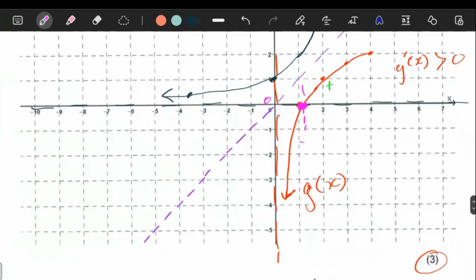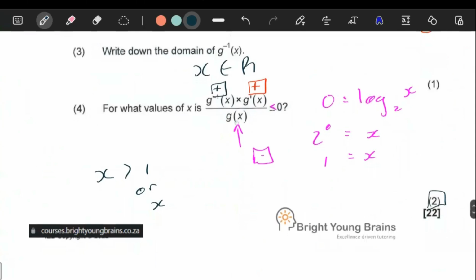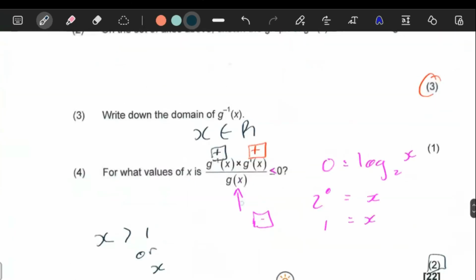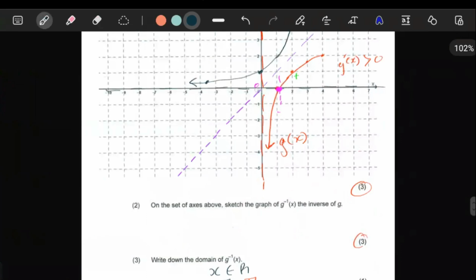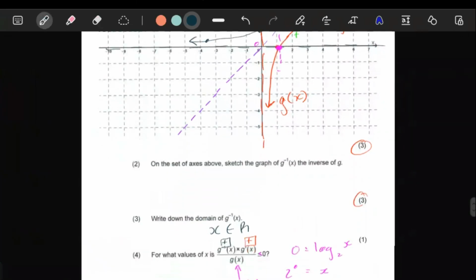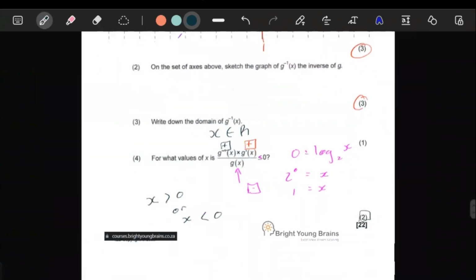So between 1 and 0, that's where this whole thing is going to be below 0. So you're going to say here your x is bigger than 1, or your x values are actually, yeah, it's going to be equal to 0. Oh, but this cannot be a 0. So you're going to have to say smaller than 1, bigger than 0. You see, your x values have to be bigger than 0, but smaller than 1. It cannot be equal to 1 because specifically at 1, this y value here is a 0 and you cannot divide by a 0. This is a 2-mark question.